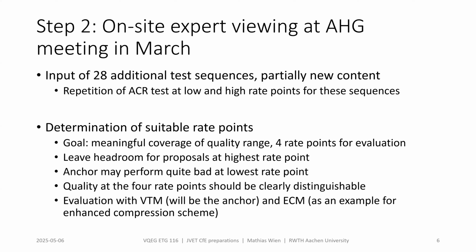And the major issue is, we do not know yet what kind of qualities the encoding schemes that are submitted will be providing. So we want to have a meaningful coverage of the quality range. We'd like to have 4 test points for evaluation. We need to leave some headroom over the anchor so that proposals may demonstrate their performance even at the highest rate point, so that you would not run into saturation. We would like to leave enough room at the low end, so the anchor may be actually quite bad at the lowest rate points, and then we would have some clearly distinguishable points in between.